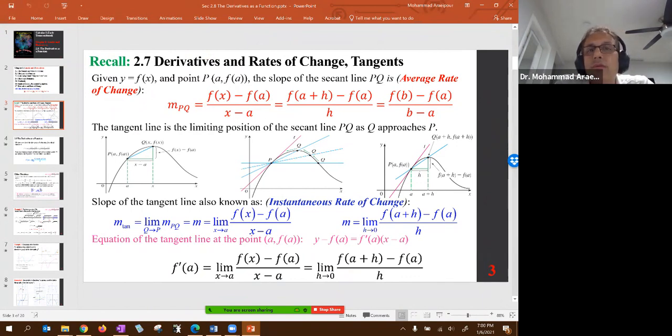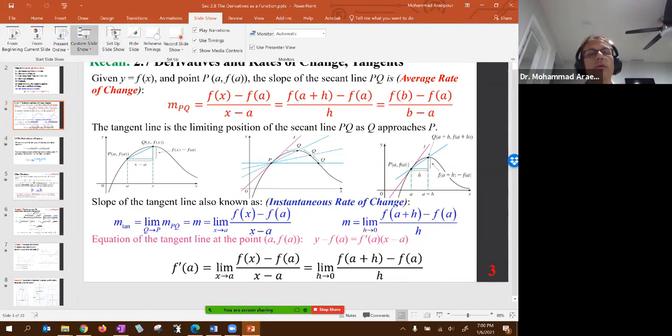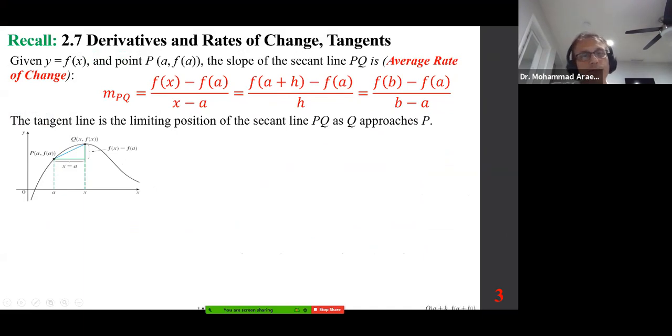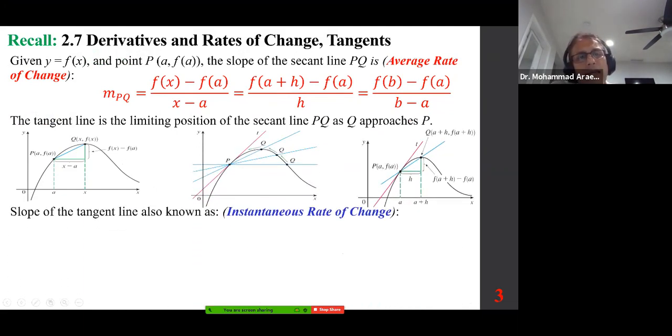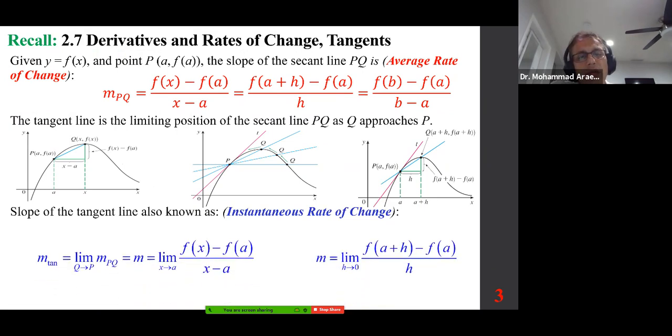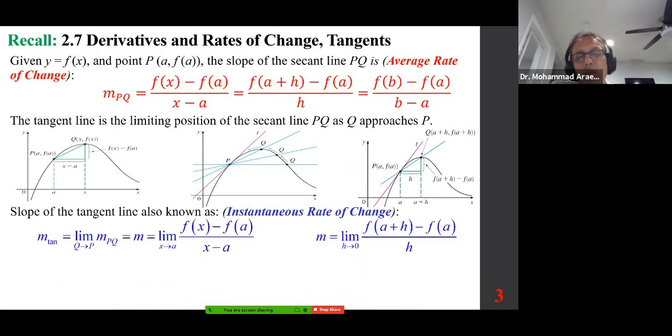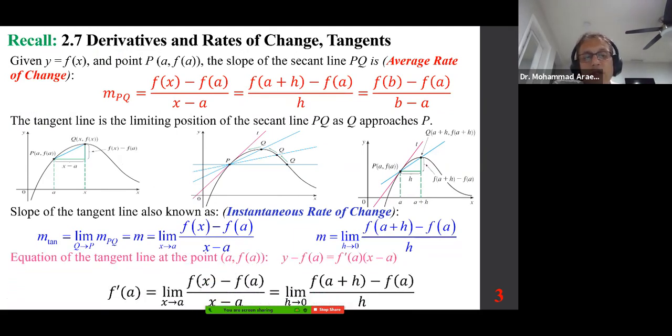The average rate of change refers to the slope of a secant line, meaning we have 2 points on a curve and we come up with the slope of that line. As for instantaneous rate of change, we let Q approach P in a limit sense, okay? We let X approach A, we let H approach 0, all of them give us the same result.